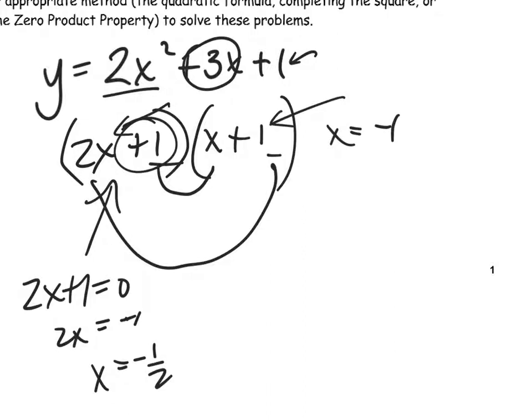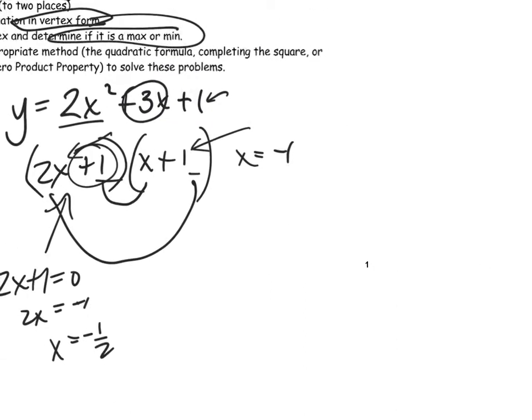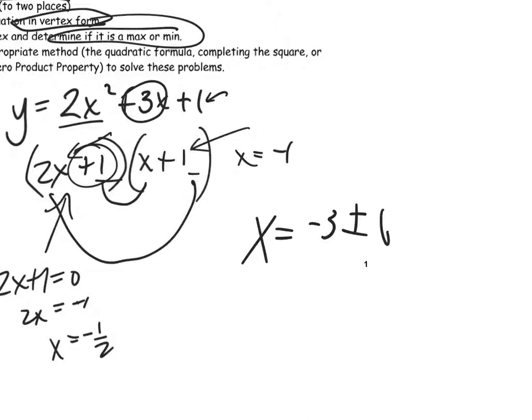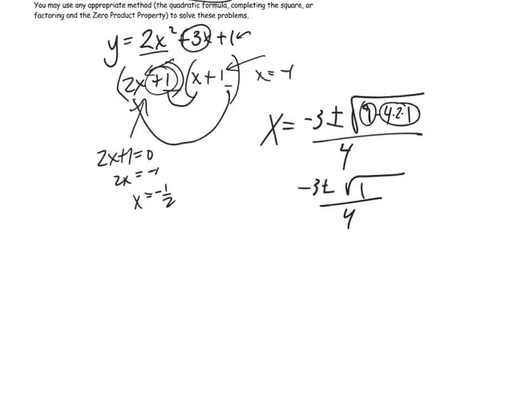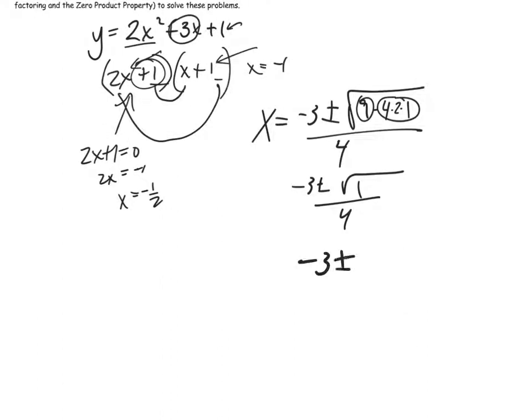Okay, now, I asked you to also do it with the quadratic formula. I'll do it real quick. So x equals -3 plus or minus square root of b squared, which is 9, minus 4ac, 4 times 2 times 1, all over 2a, which is 2 times 2, which is 4. So then you have -3 plus and minus the square root of, that's 9 minus 8, which is 1, all over 4.